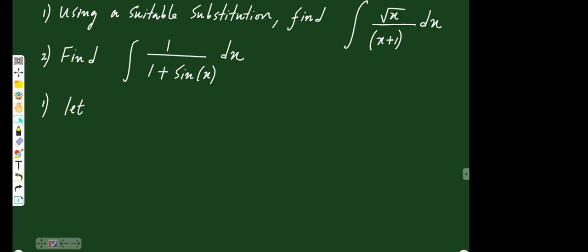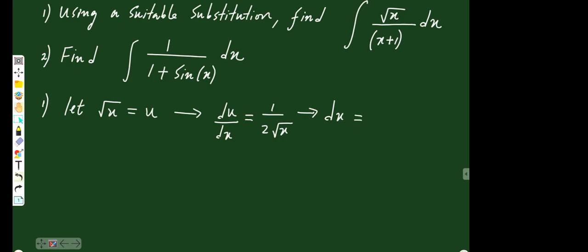Let this be x, right? So I would say the square root of x, I'm going to say this is u. So if I do that, you know that du over dx is equal to 1 divided by 2 square root of x. So from here you can make dx the subject, which is 2 times square root of x du. Okay, so this is my first equation, right?